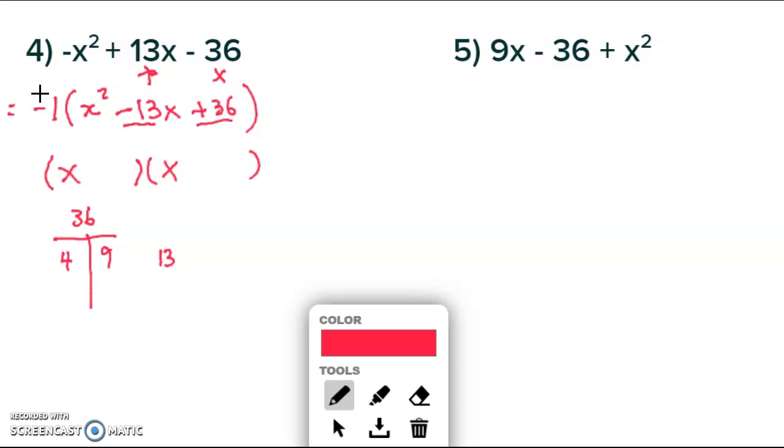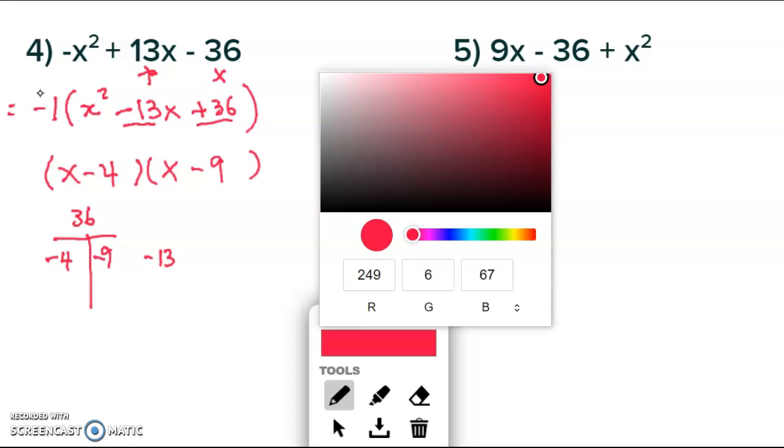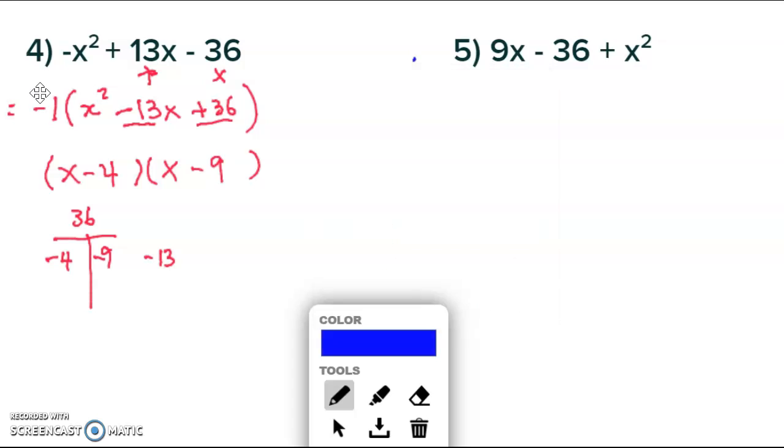It does give me 13, but I want it to be negative 13. That means I need both to be negative. So negative 4 times negative 9 is going to be positive 36. So I know that it's going to be negative 4 and negative 9 here. And again, I need to multiply it out using FOIL.